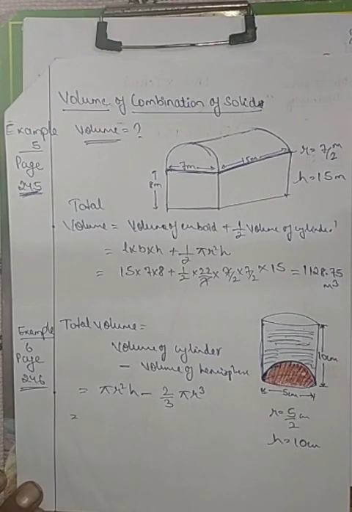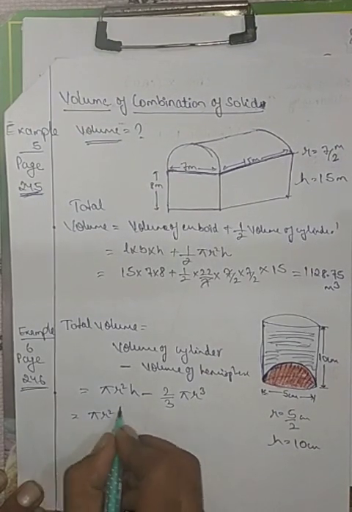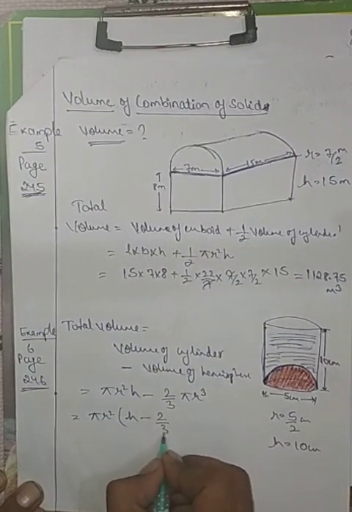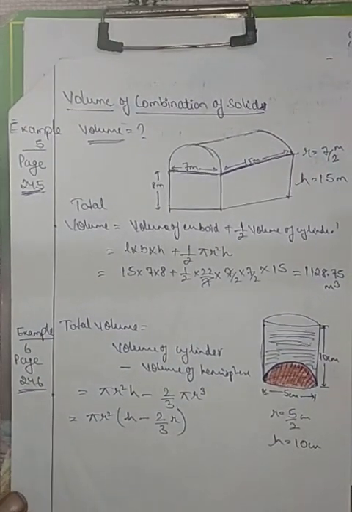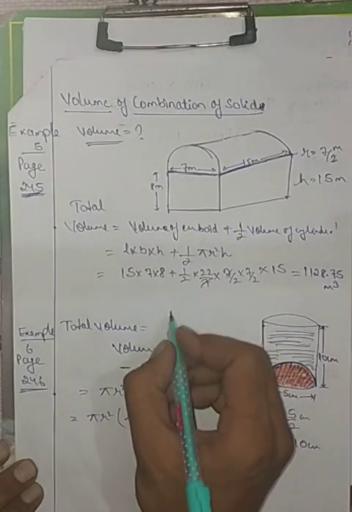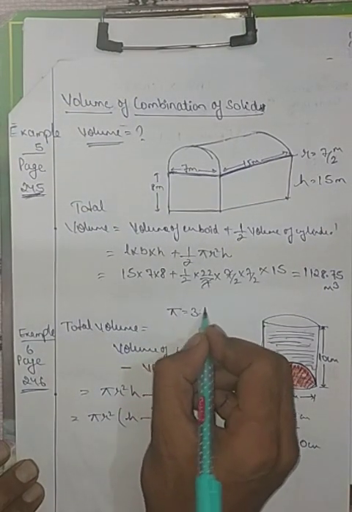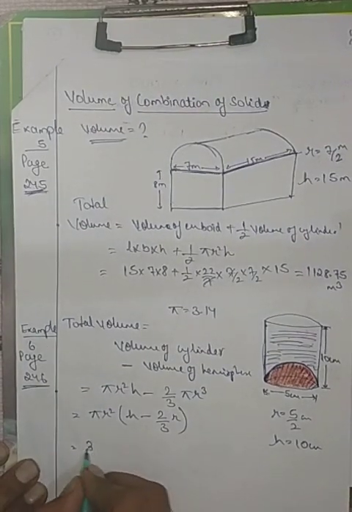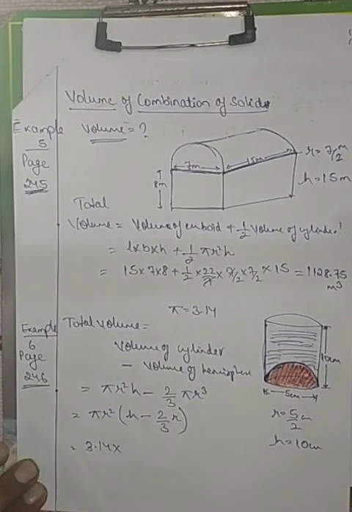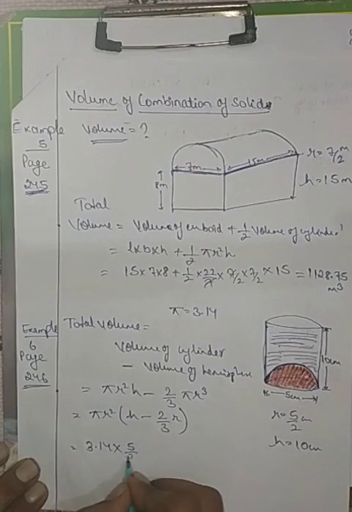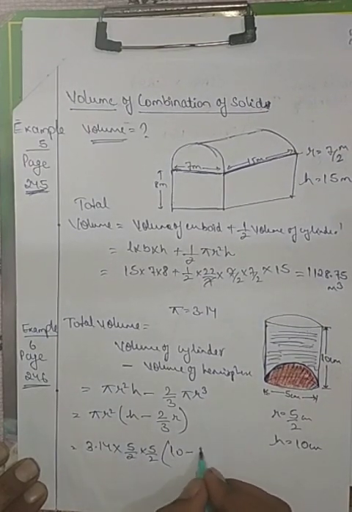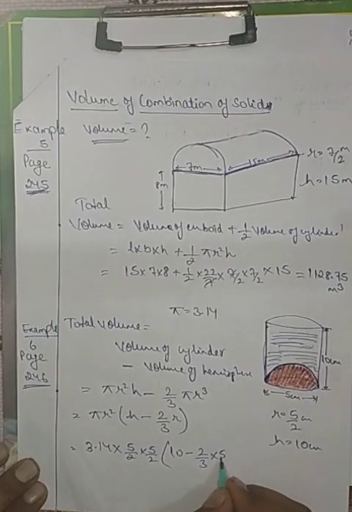Anything common? Yes, pi r square is common. H minus 2/3 r will be left behind. And in the question they are saying use pi is equal to 3.14, and whenever it is given we have to use the same. 3.14 multiply r is 5/2 into 5/2 in bracket 10 minus 2/3 into 5/2.